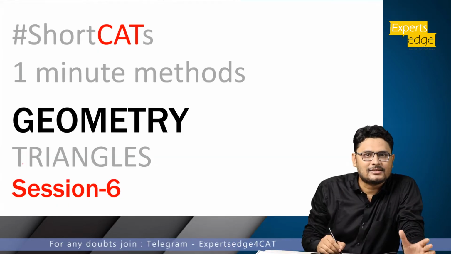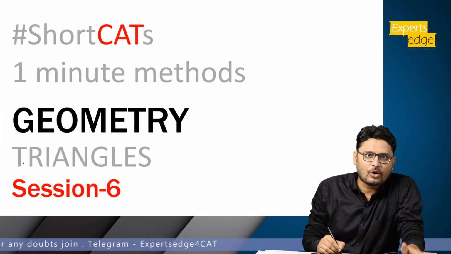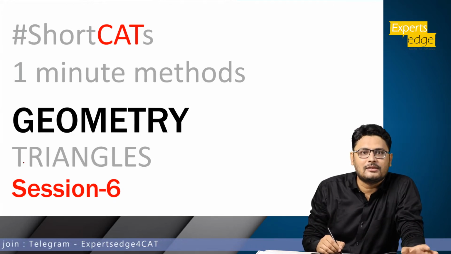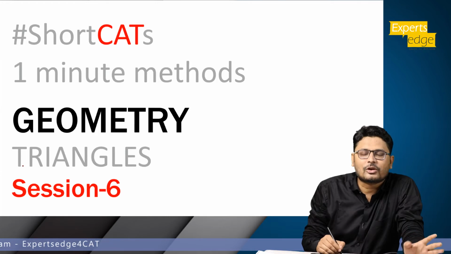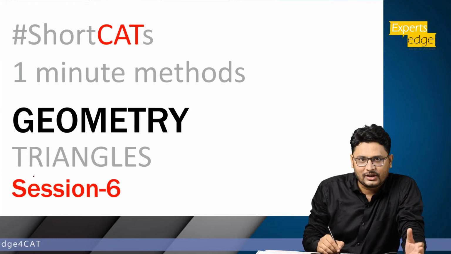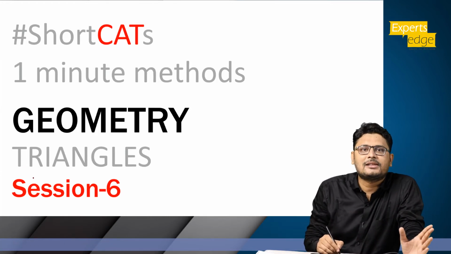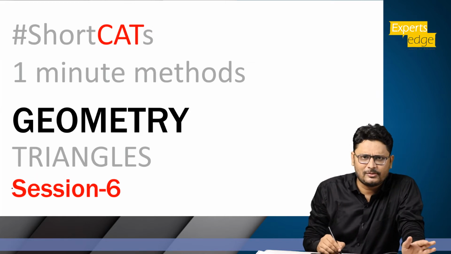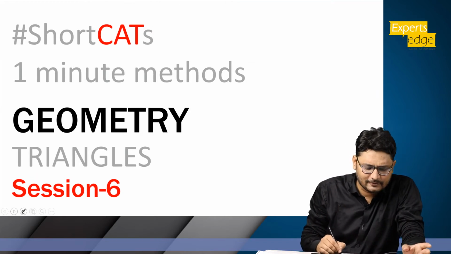So here we are with our ShortCAT series, that is 1 minute method. The topic we are doing here is geometry, that is we call it the Sampurna geometry, right? In that particularly we are doing triangles. As I already said, in geometry the major section is triangles, because it has lots of concepts. We are into the 6th session, still we are doing triangles only. Believe me, still many more sessions will be on triangles and then circles we will do quickly.